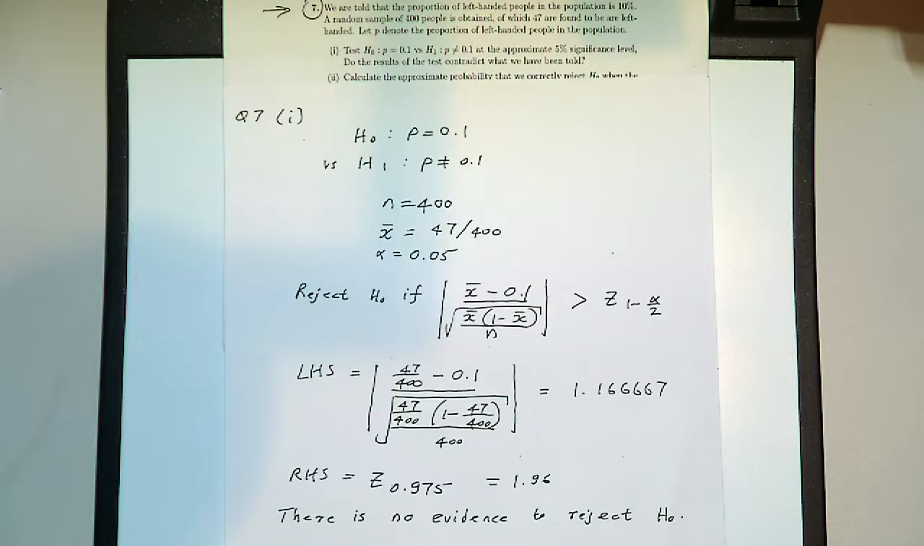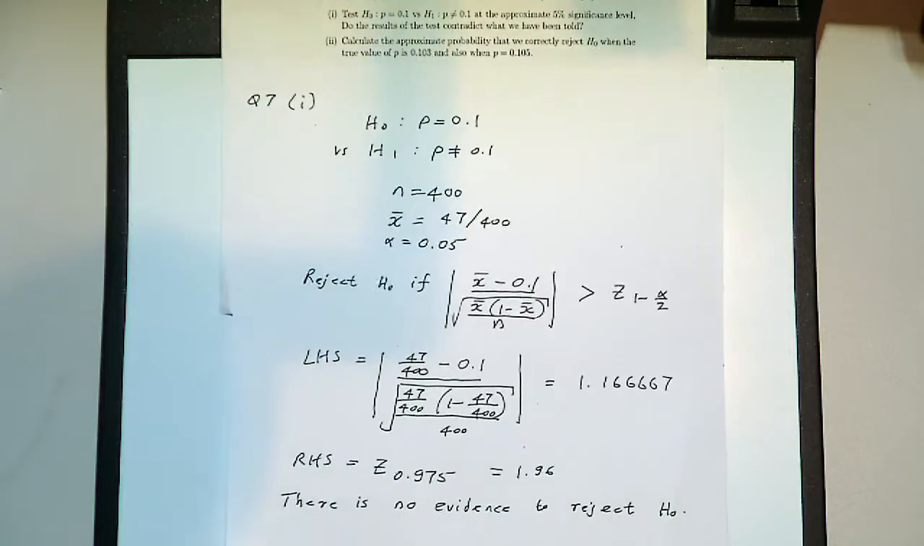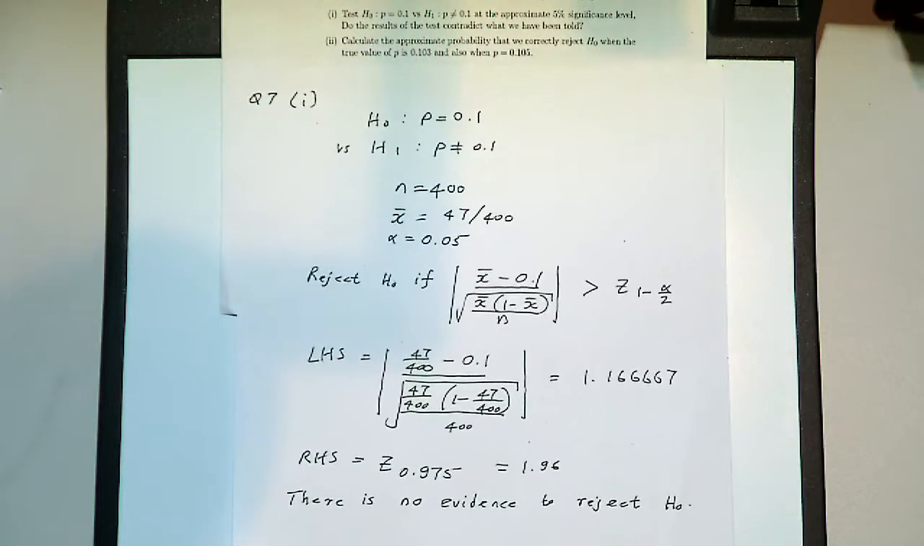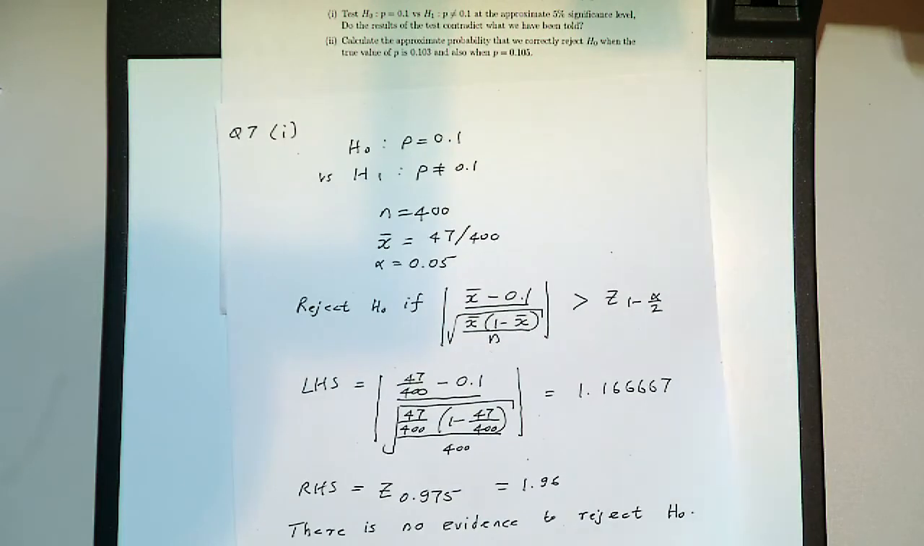Part two of question 7 is asking you to calculate the approximate probability that you will correctly reject H0 when the true value is 0.103. Okay, so this is similar to what I did for question 1. So let me, can I turn to the next page, please? Question 7.